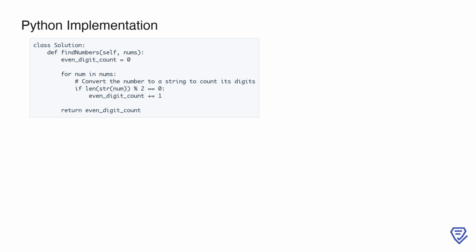After the loop finishes, the variable even_digit_count contains the total count of numbers with an even number of digits. We return this count as the result of the method.